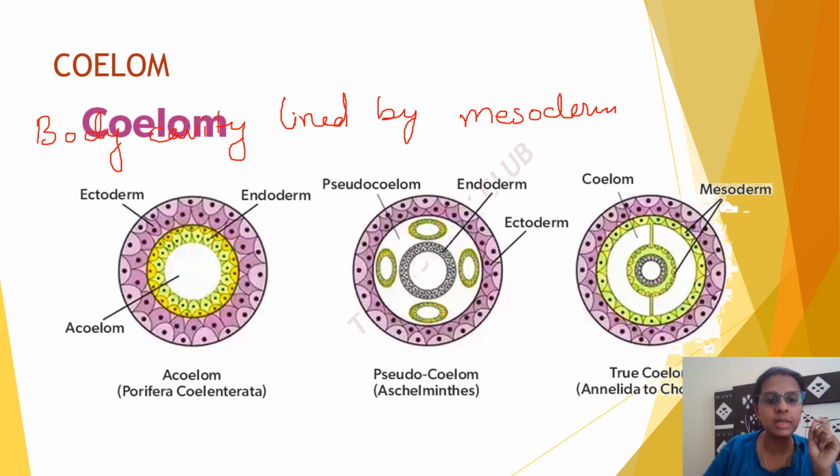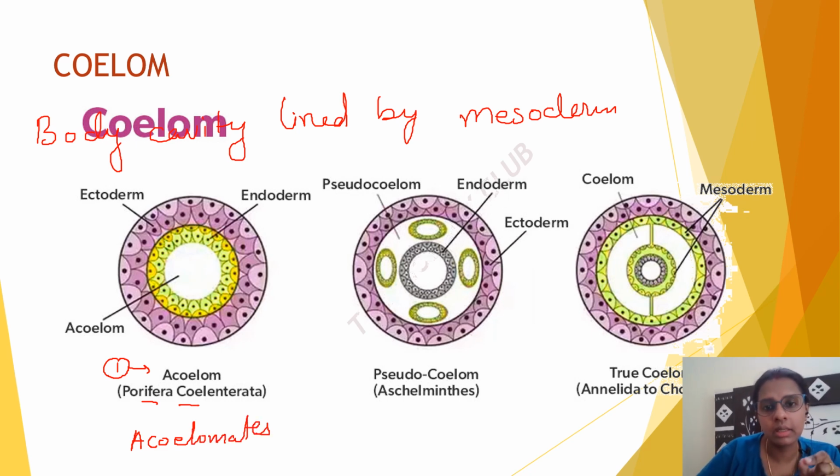Okay. Now let me show you the picture here so that things will be clear to you. So the first one, as you can see here, is the acoelom, where the coelom is absent, means the body cavity is absent. So this type of organization of cell is known as acoelomate, which is found in platyhelminthes. Okay, and the organism is known as acoelomate.